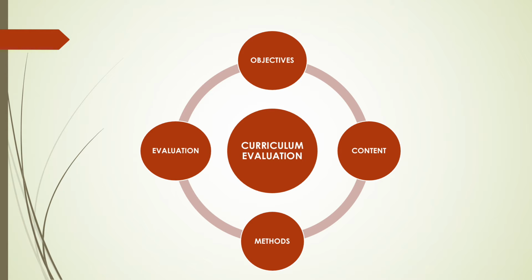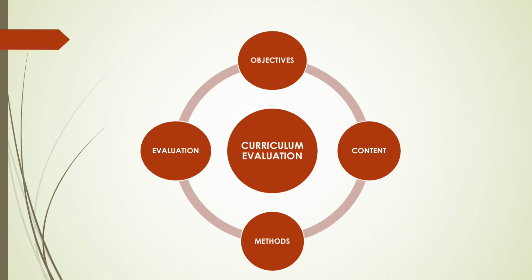Curriculum evaluation can be done by giving certain tests or exams to the students, that is the student performance. But student performance is not the only thing which will tell us about curriculum. Curriculum evaluation in fact refers to the evaluation of different components such as objectives, content, methods and evaluation procedures for student assessments which were used.